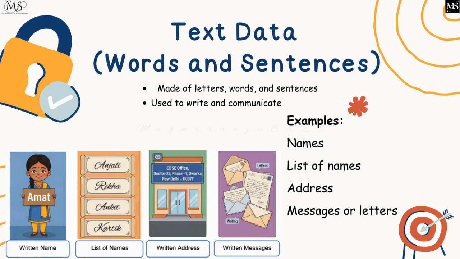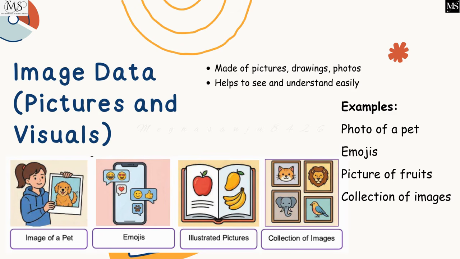Text data, words and sentences, made of letters, words, and sentences, used to write and communicate. Examples: names, list of names, address, messages or letters. Image data, pictures and visuals, made of pictures, drawings, photos, helps to see and understand easily. Examples: photo of a pet, emojis, picture of fruits, collection of images.